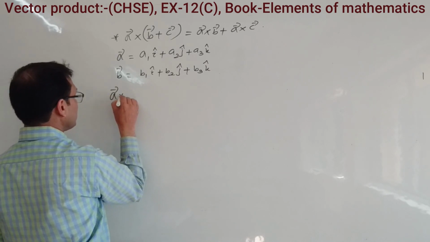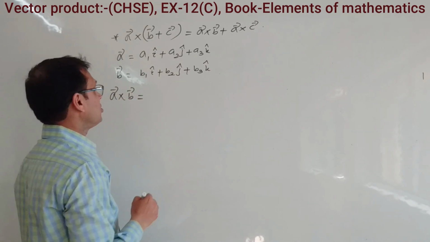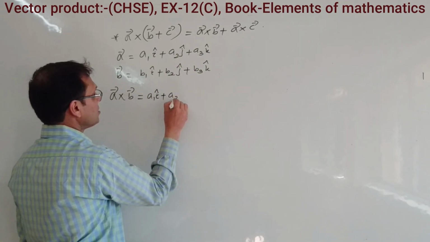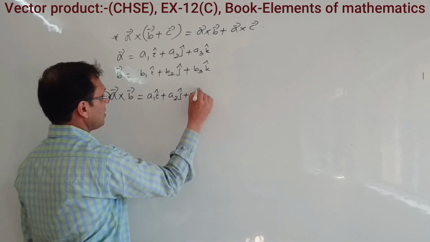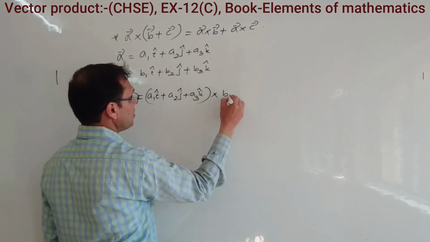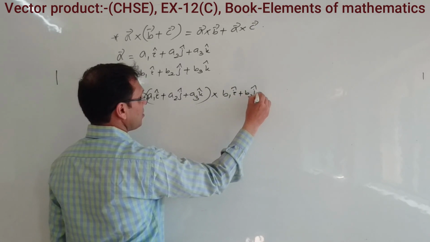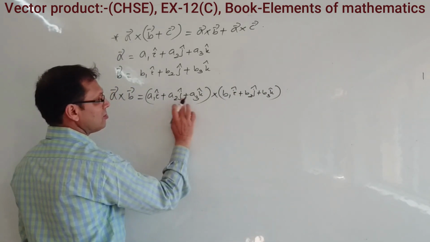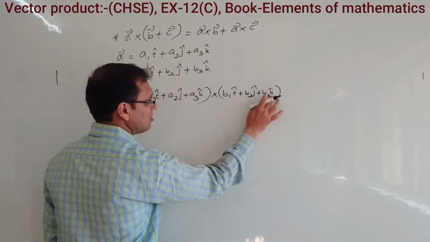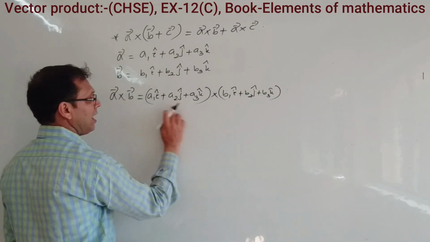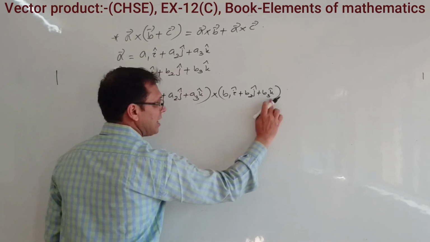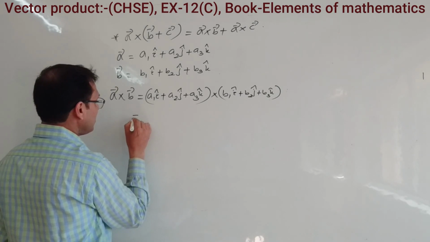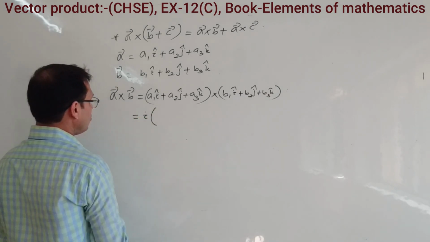Suppose you have to find A cross B. That means this one cross this one, that is (A1 i cap plus A2 j cap plus A3 k cap) cross (B1 i cap plus B2 j cap plus B3 k cap). Now i cross i is 0, j cross j is 0, k cross k is 0. Now we are left with i cross j. i cross j is equal to k. i cross k is equal to how much? That is minus j.